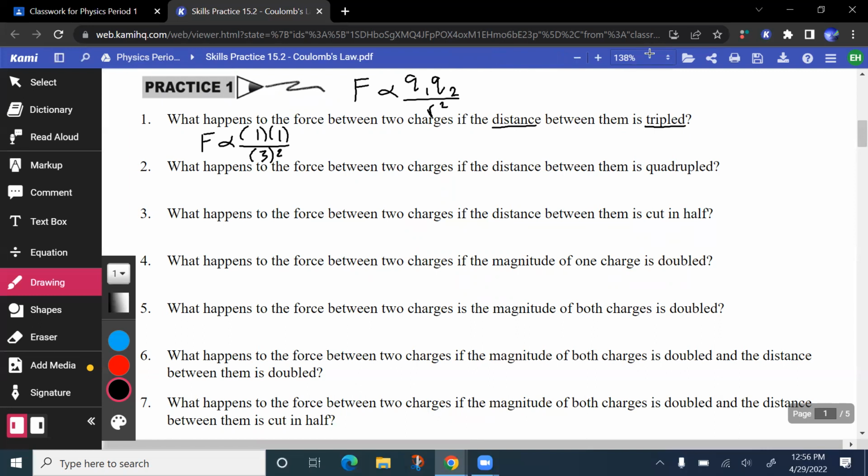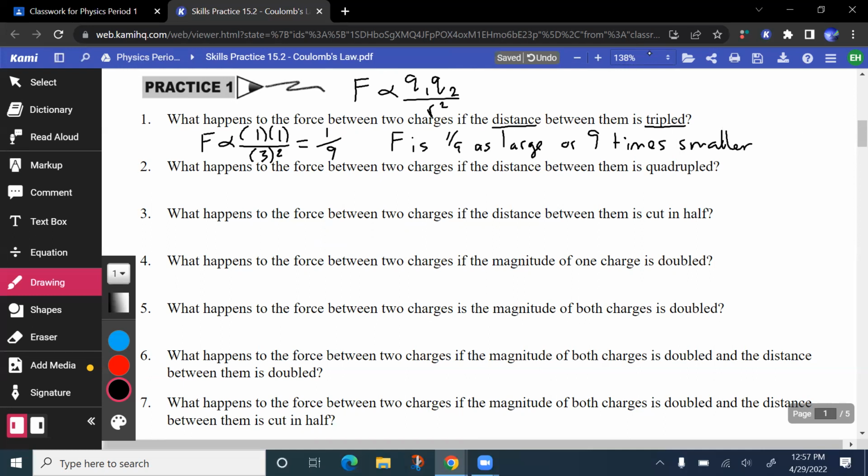Don't forget to square the distance. On the top, 1 times 1 is 1. On the bottom, 3 squared would be 3 times 3, or 9. The force is 1/9. Force is 1/9 as large, or you could say it's 9 times smaller. In other words, the force decreased because of the increase in distance.